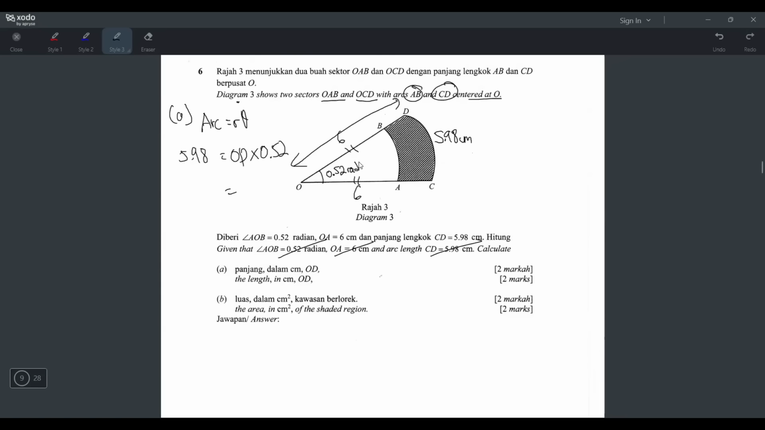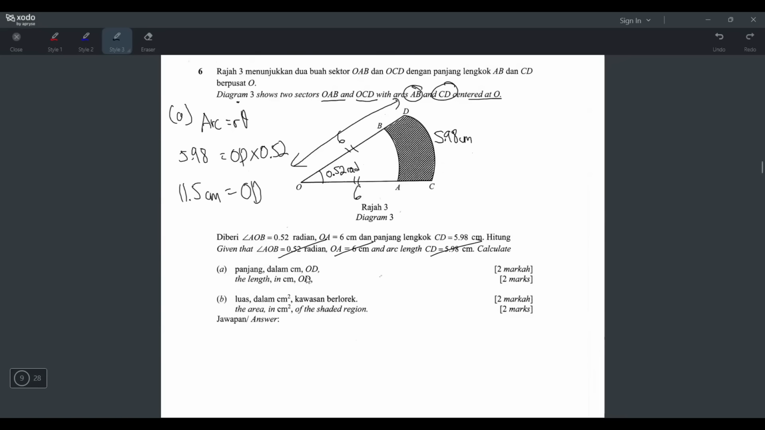This 0.52, actually both sectors have the same angle. All right, so now how to find OD? 5.98 divided by 0.52, so I'll get 11.5. And let's write the unit is in cm.